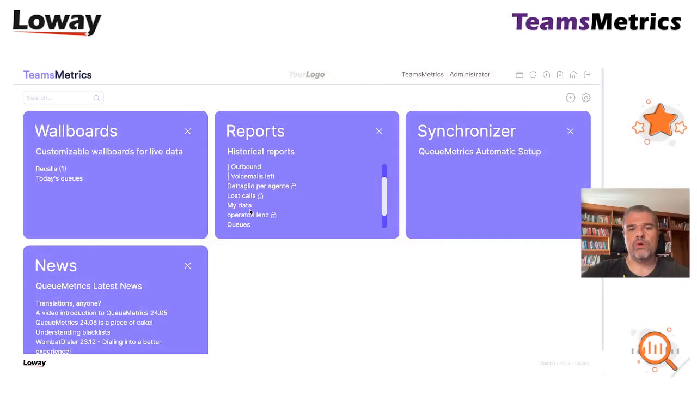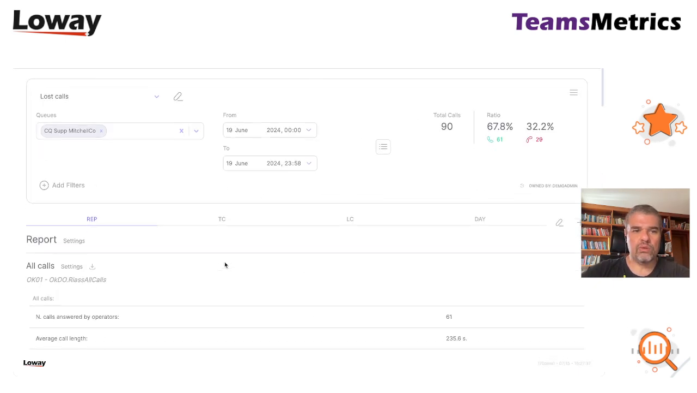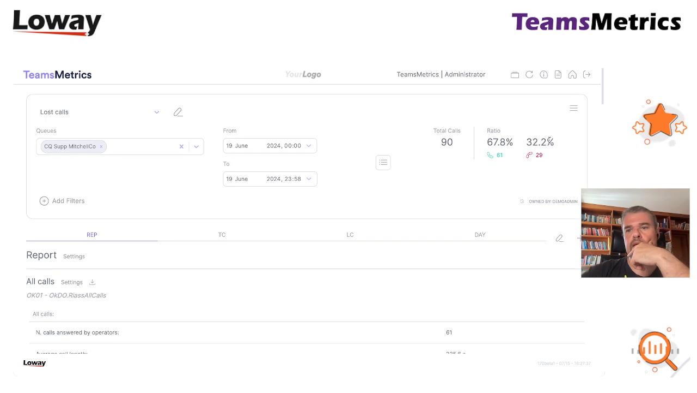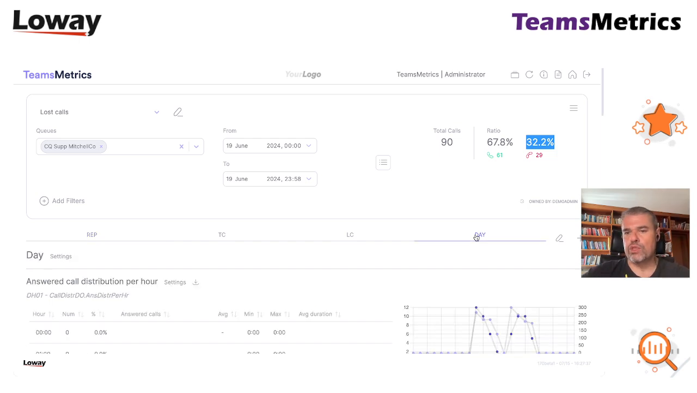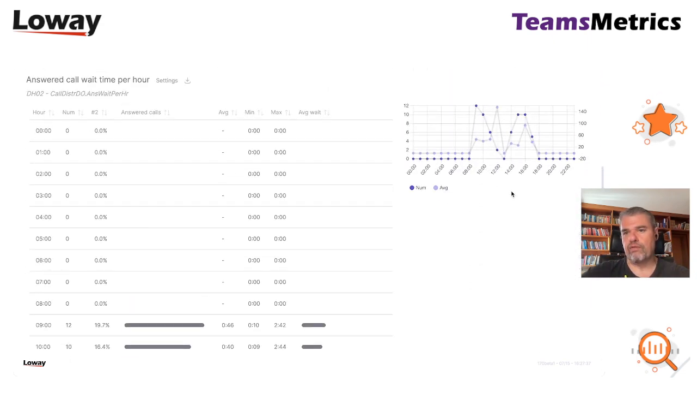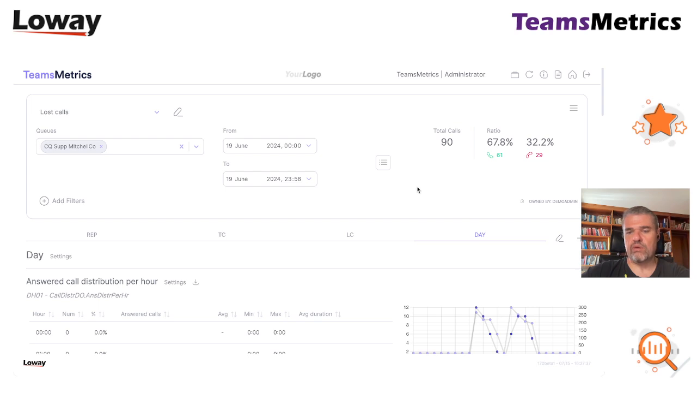I'll show you this. In a previous report, we've seen that this lost calls report was showing a large number of calls that were unanswered. So we were able to diagnose that an issue was that agents were not staffed, so there were a lot of lost calls exactly during the middle of the day. So there was definitely an issue with staffing.